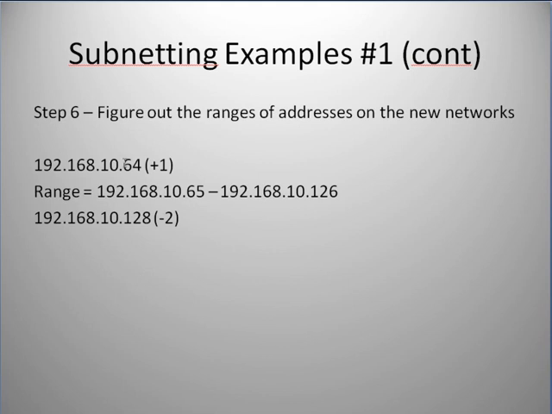When I take a look at the 64 network, which is the next available network, I'm going to do a +1 to the 64 and a -2 to the 128 network, the next available network ID, which gives me an address range of 65 to 126. The next one, 128, would give me an IP address range of 129, one above the 128, through 190 when I take the 192 -2.